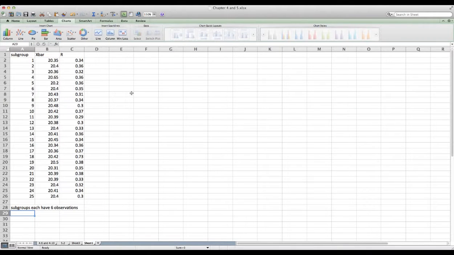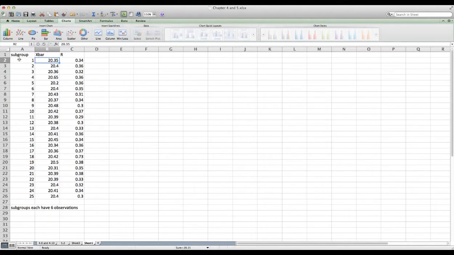Let's use this set of data to construct X charts and R charts. As you can see, the first 3 steps for constructing control charts were already accomplished for us. Someone already selected quality characteristics, chose some sort of subgroup. In this case, each subgroup has 6 observations, and that person was also nice enough to collect all of the data, and with each of these subgroups of 6 data, they not only calculated the X bar, which is the average of those 6 observations, but they also calculated the range of the data in that subgroup.